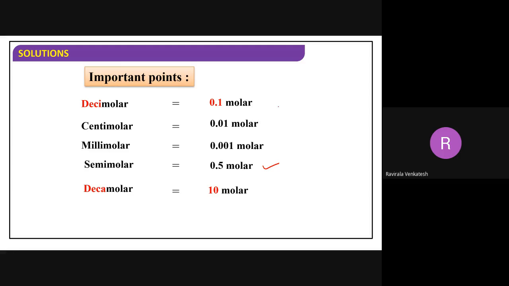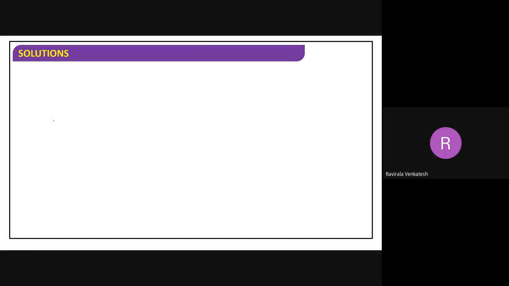Generally, they will give deci, centi like this, or millimolar. They don't give molarity as 0.0001 here. They simply say it is millimolar. This means if they say millimolar in the question, then molarity is 0.001. Sometimes they say semi-molar of HCl solution whose volume is 500 ml. Semi-molar means actually 0.5 molar. Understood? So all of you please remember this concept. This is important for you. Right? Now we'll do more problems.